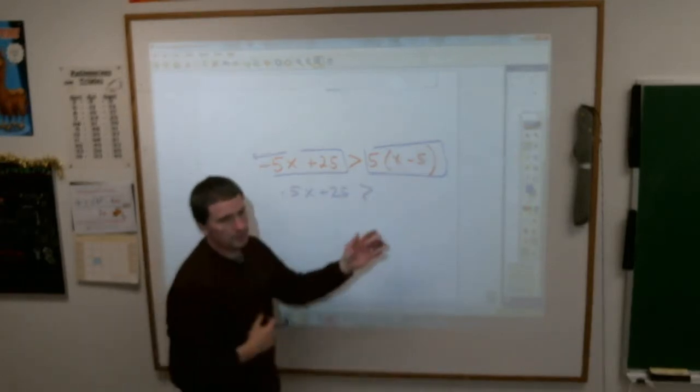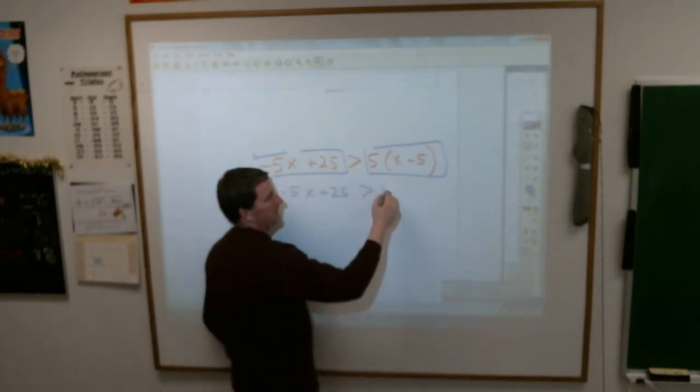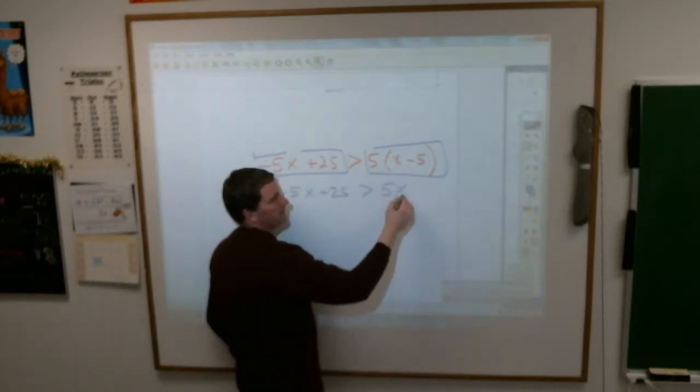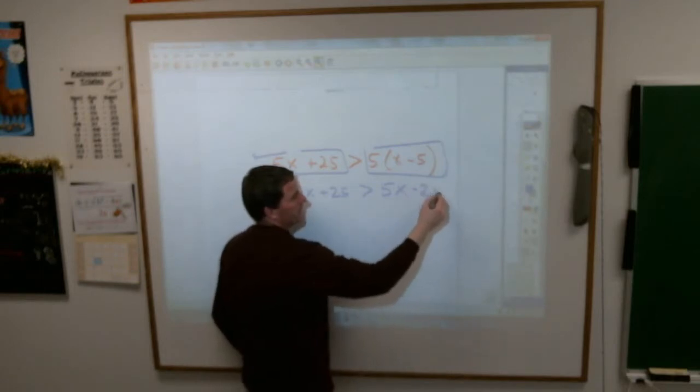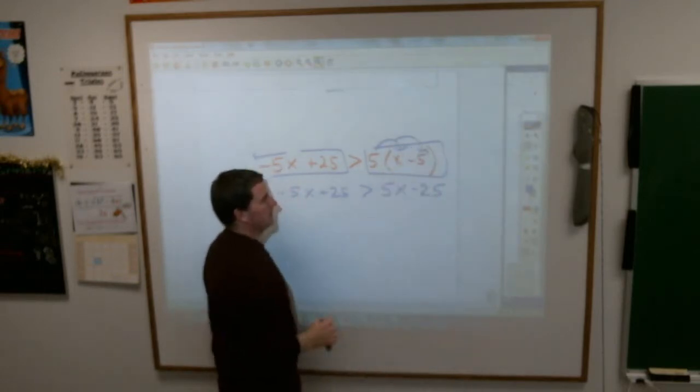What do I have to do over here? Peter? Expand. Expand it, and I get 5x minus 25. Distributive property. 5 times x, 5 times negative 5. Now what?